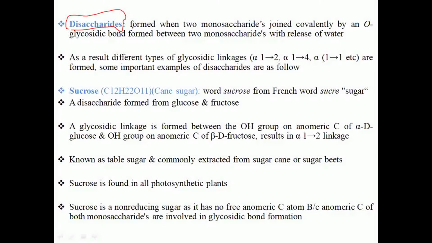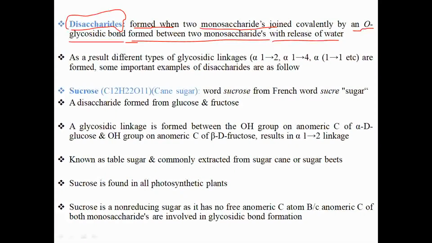Disaccharides are those carbohydrates which are formed when two monosaccharides are joined covalently by an O-glycosidic bond formed between two monosaccharides with the release of water. So when two monosaccharides join together and form a disaccharide by a glycosidic bond, water is released in this reaction. We already discussed this in the lecture about biomolecules, because it is the type of reaction known as a condensation reaction.